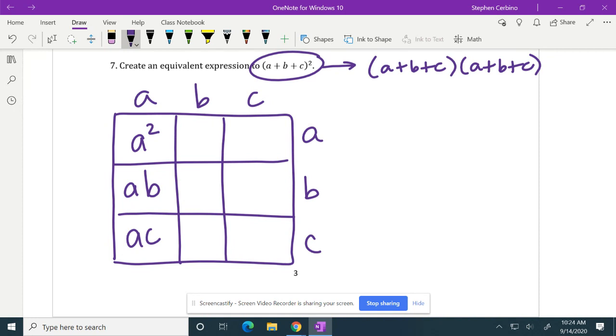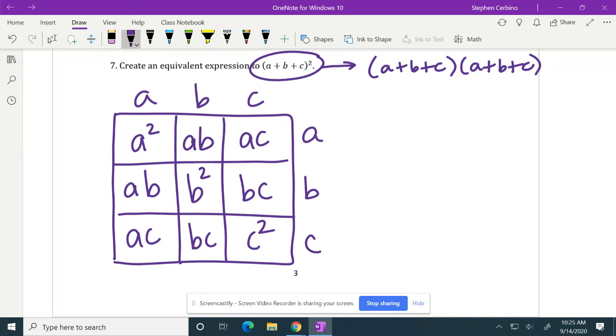B times a, we don't want to write ba because that would look different from ab. So I want to write ab, right? Multiplication is commutative, so I can write it either way. B times b is b squared. B times c we'll just write as bc. C times a, again, alphabetical here. AC looks better. B times c, bc. C times c, c squared.